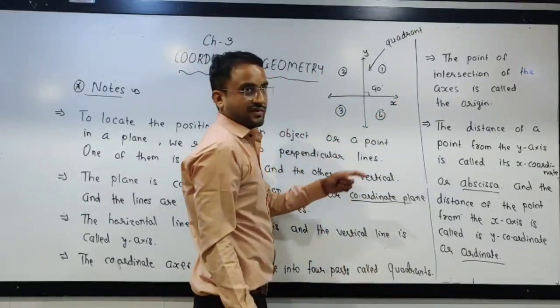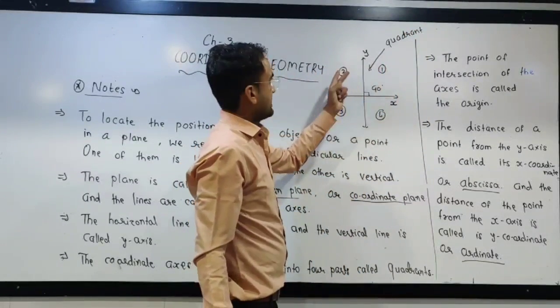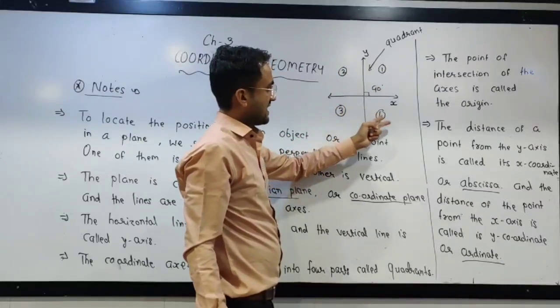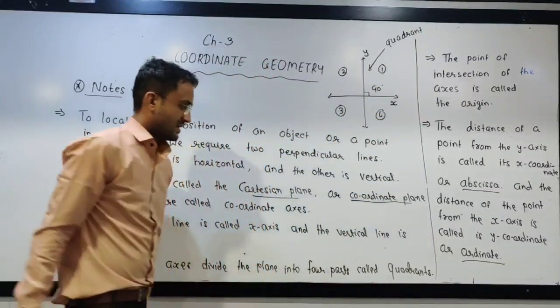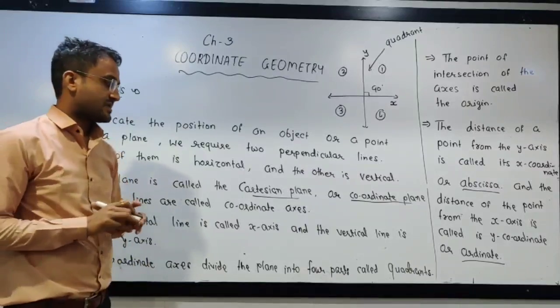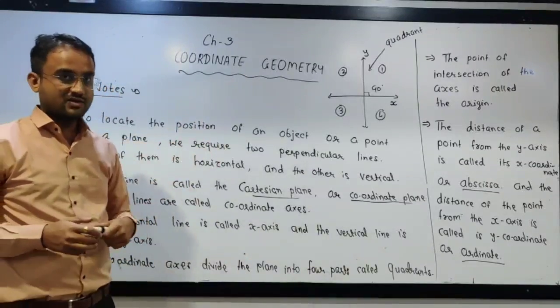So 4 quadrants I am having. This is quadrant 1, this is quadrant 2, this is quadrant 3, this is quadrant 4. Right? So we will have some of the questions related to quadrants also.